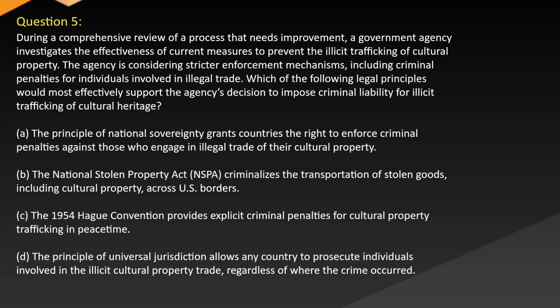B. The National Stolen Property Act, NSPA, criminalizes the transportation of stolen goods, including cultural property, across U.S. borders. C. The 1954 Hague Convention provides explicit criminal penalties for cultural property trafficking in peacetime. D. The principle of universal jurisdiction allows any country to prosecute individuals involved in the illicit cultural property trade, regardless of where the crime occurred.